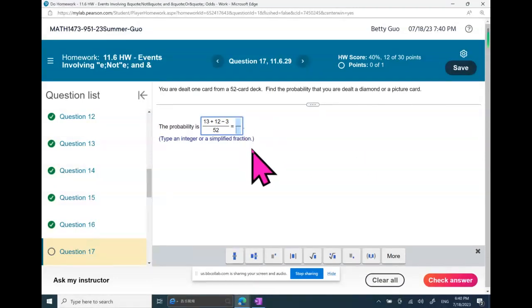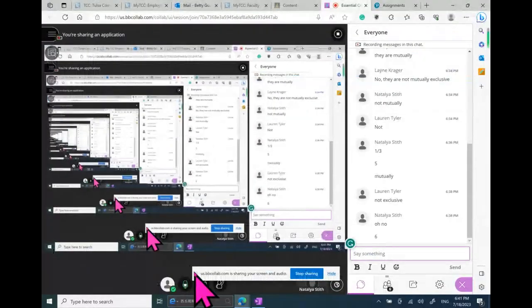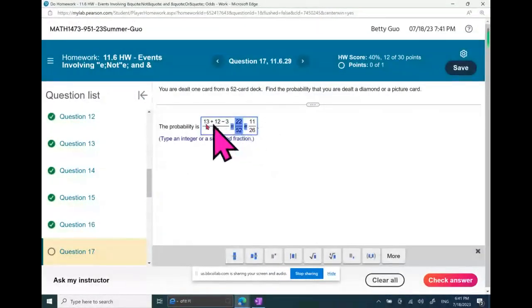So keep the denominator 52. Numerator: 13 plus 12 is 25. 25 minus 3 is 22. So 22. And we're going to simplify the fraction. 52 is not divisible by 11, so they only have a GCF of 2. Divide 22 by 2, we have 11. Divide 52 by 2, we have 26, and that's the answer. Do you have the same answer? So the answer is 11 over 26, right, guys? 11 over 26.